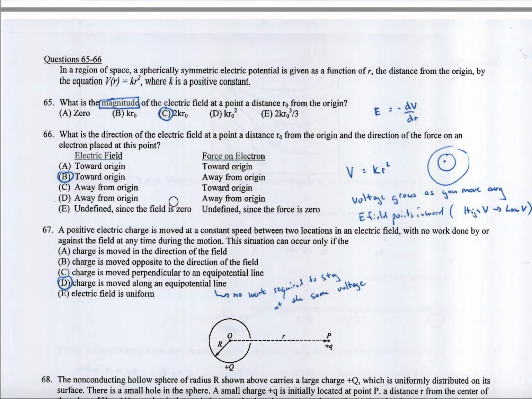All right, what is the direction of electric field? Okay, so if you think about this, doesn't this look like the voltage is growing as you move away? So what happens to the electric field? It's got to point in. Electric field goes from high voltage to low voltage. So we know that the voltage over here is going to be a big voltage, and the voltage at the center is 0. So the electric field has to point that way, towards the origin.